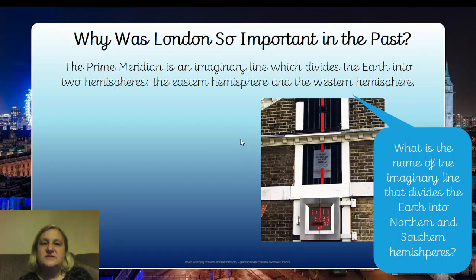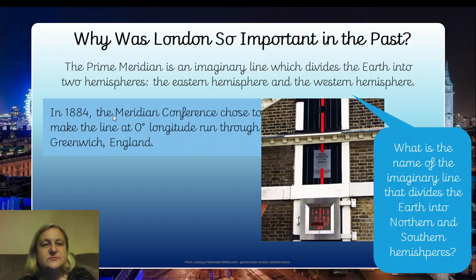Now, the Prime Meridian. What's the name of the imaginary line that divides the Earth into northern and southern hemispheres? We've done this. The Prime Meridian is an imaginary line which divides the Earth into two hemispheres, the east and the west. So we know that line. What's the name of it? Can anyone remember? That divides northern and southern hemispheres. Now we're thinking of the globe the other way around. It's been sliced down the middle, east and west. That one's called the equator, and this one is the Prime Meridian.